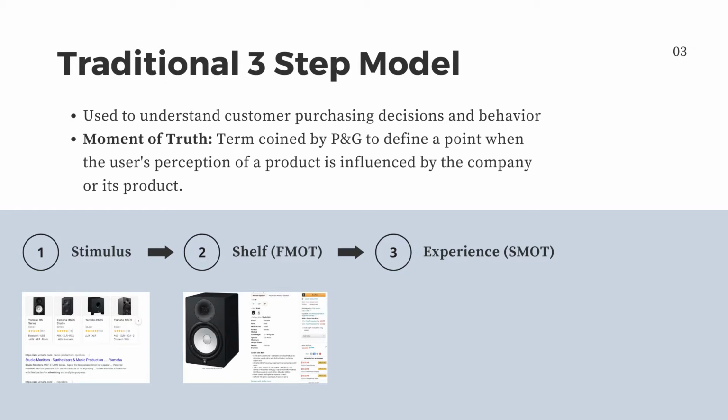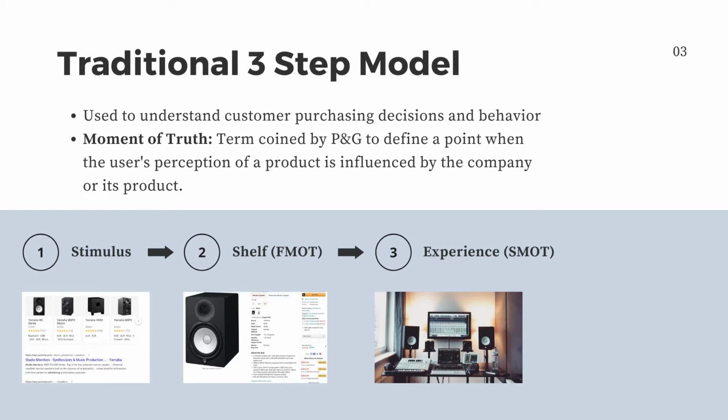Continuing the same example, the studio producer would then look up the Yamaha HS8 studio monitors on Amazon and read the descriptions. And lastly, number 3, experience, known as the second moment of truth. This is characterized by when the user experiences their purchased product, such as setting up and plugging in their new studio monitors into an audio interface to test out how they sound.